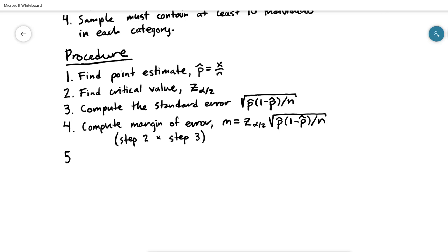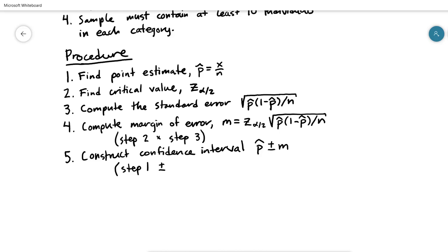The last step is also similar to what we did before. We are now going to compute, or construct rather, the full confidence interval. And that is just going to be, in this case, our point estimate, which is p hat plus or minus the m that we just found. So same idea as before. It's going to be our point estimate, which we found in step 1, plus or minus the result of step 4, which is our margin of error. And that is the procedure.